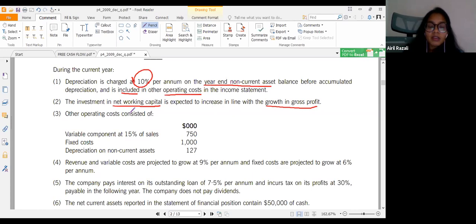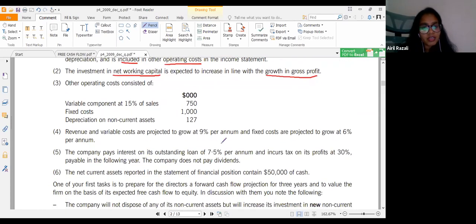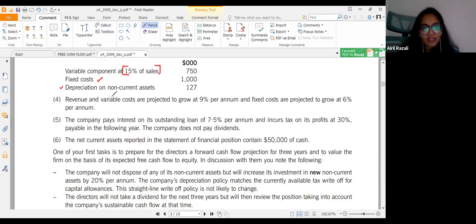Now, what do your other operating costs comprise of? You have a variable cost, which is 15% of the sales. You have a fixed cost element, and you also have a depreciation element here. The next one: revenue and variable costs are projected to grow at 9% per annum. Fixed costs will grow at 6%.